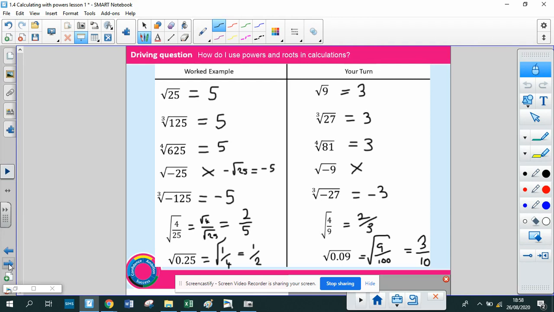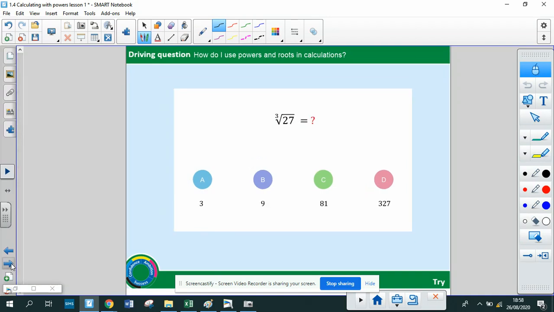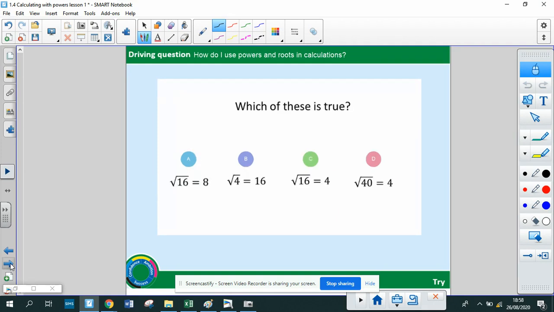Now let's try some quick fire questions. Square root of 144 is 12, because 12 squared is 144. Cube root of 27 is 3, because 3 cubed is 27. 3 multiplied by 3 multiplied by 3 is 27. Which of these is true? This is a really common mistake here. People think that the square root of 16 is 8. Square rooting is not the same as dividing by 2.